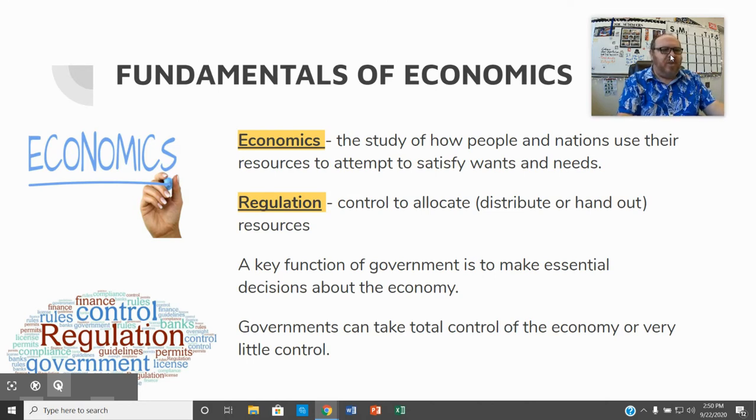Okay. The key function of government in an economy is to make essential decisions about that economy. And governments take that control in a lot of different ways. They can either take total control of the economy, or they can take very little control of the economy, or it can also be somewhere in between there as well. And we're going to see some examples of each of those.